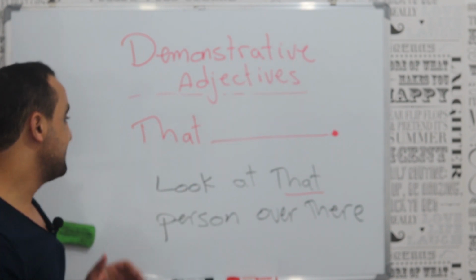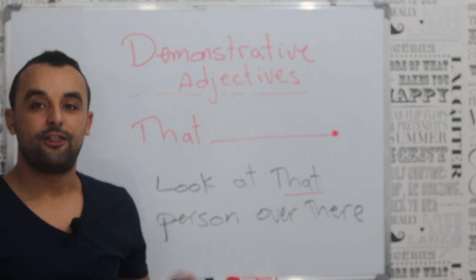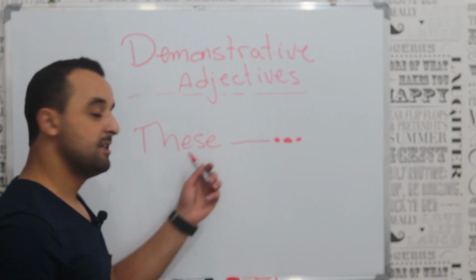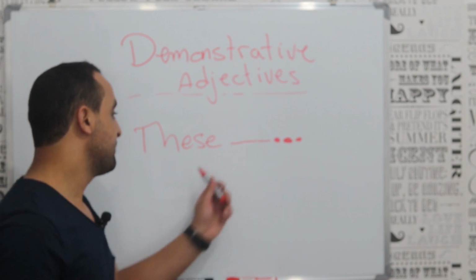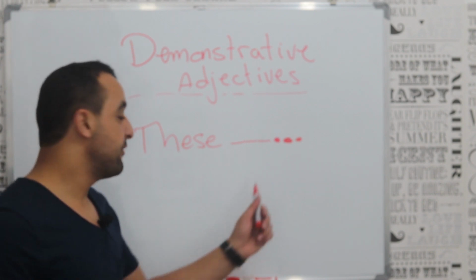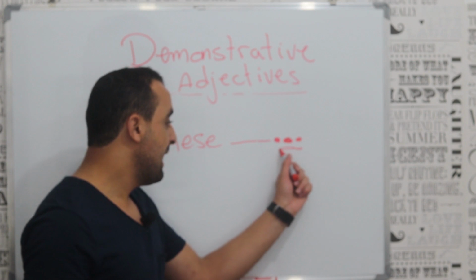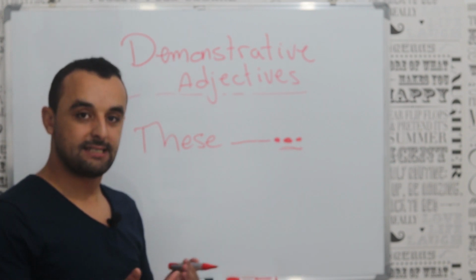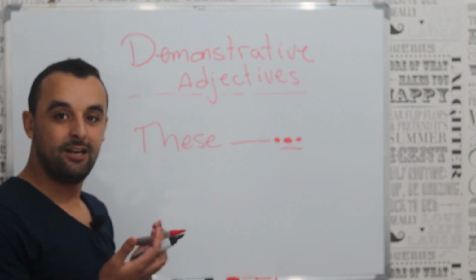Okay, so let's jump to the third one. The third one is these. These, not this, but these. We use these when we refer to many things, and these things are near to us.